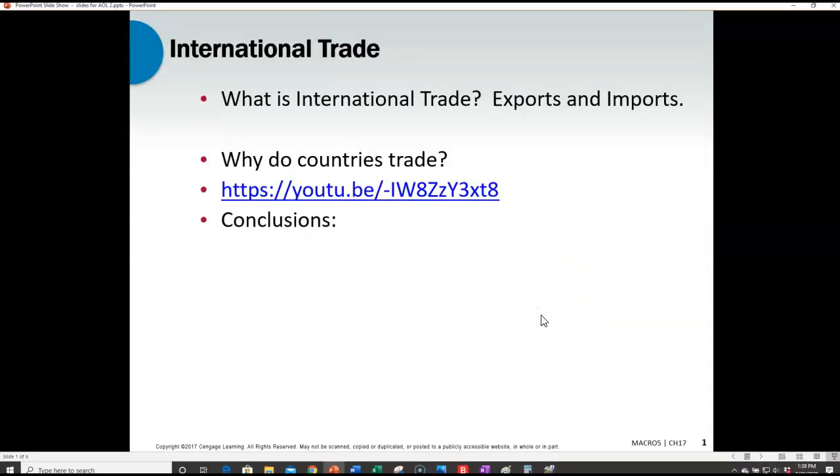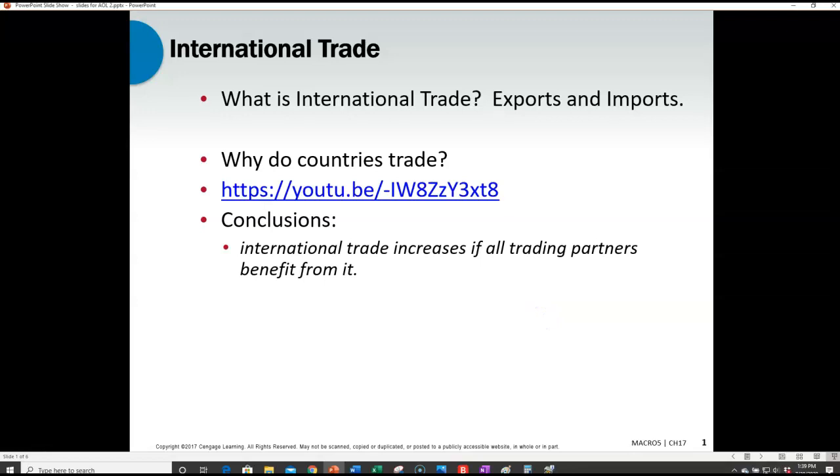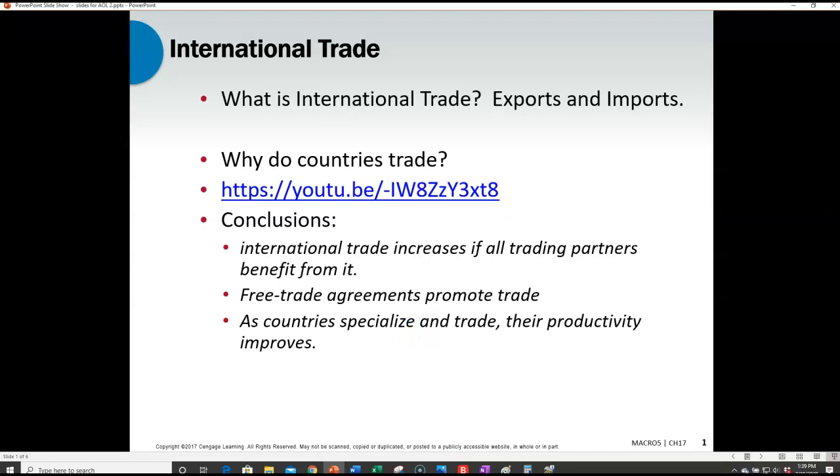So what can we conclude? International trade increases if all trading partners benefit from it. That is, after specialization. Free trade agreements promote trade. That is, they promote exports and imports. As countries specialize in trade, their productivity improves due to more competition.